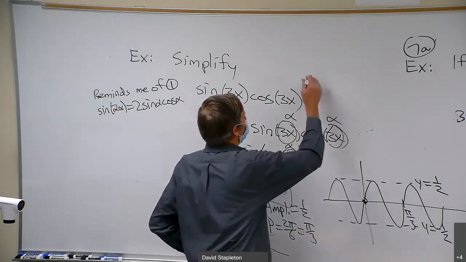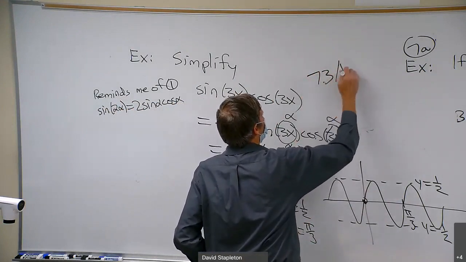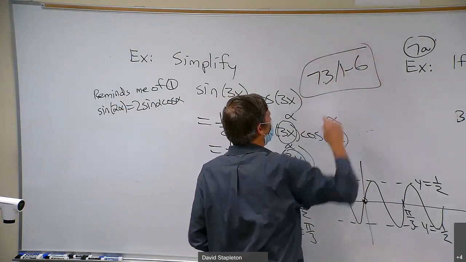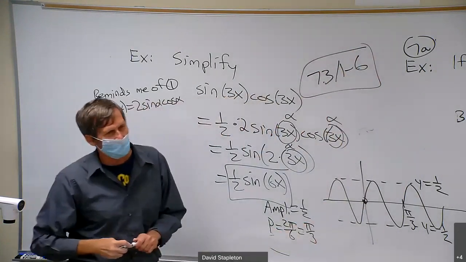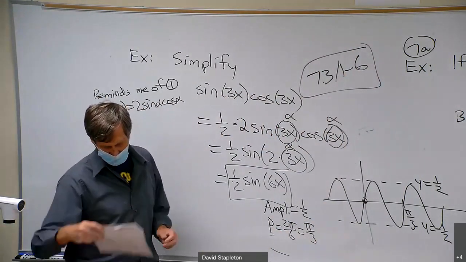Right out of 7.3 then, problems 1 through 6. Make sure you can do all of those, the double angles and the half angles. And we'll pick up a little bit at the end here next time out of those sections.